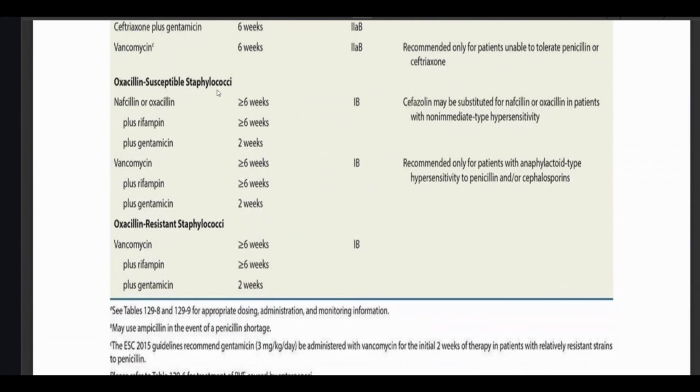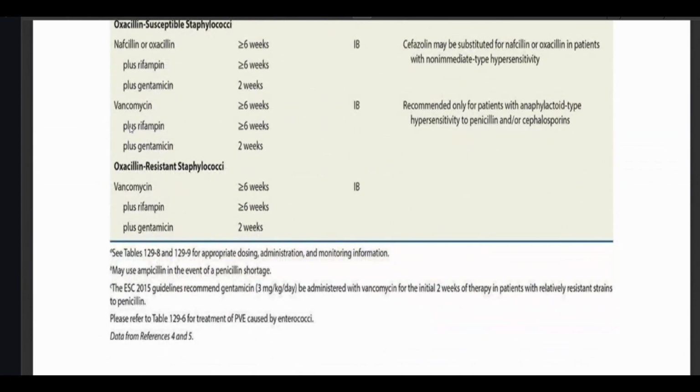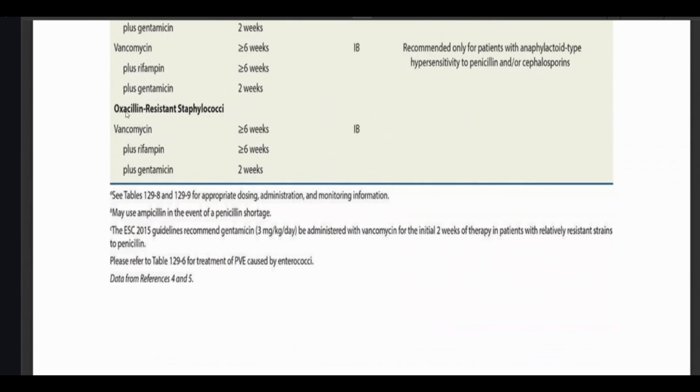For oxacillin-susceptible staphylococci in prosthetic valve endocarditis, we have nafcillin or oxacillin plus rifampin plus gentamicin, and vancomycin plus rifampin plus gentamicin for more than 6 weeks. For oxacillin-resistant staphylococci, we have vancomycin for more than 6 weeks, plus rifampin and plus gentamicin.